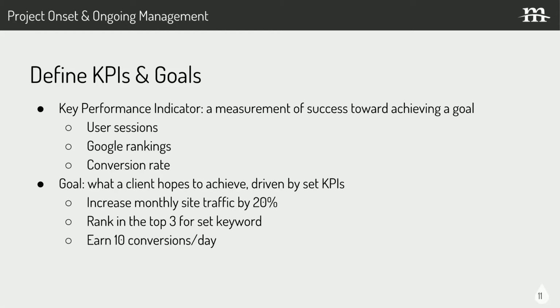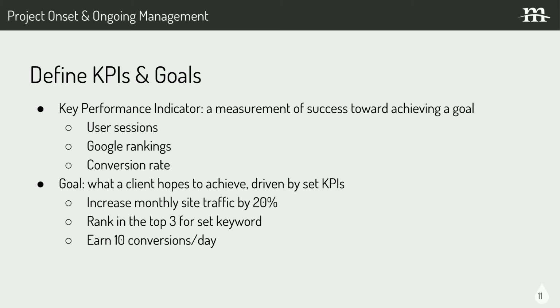KPI is kind of a buzzword and tossed around a lot, but I've found in my experience that a lot of people in our industry are confused by the term, or they're not sure how it's different from a goal. So a KPI, or a key performance indicator, is a measurement of success toward achieving a goal. Some examples of KPIs are number of user sessions on a site, Google search rankings, and conversion rates.